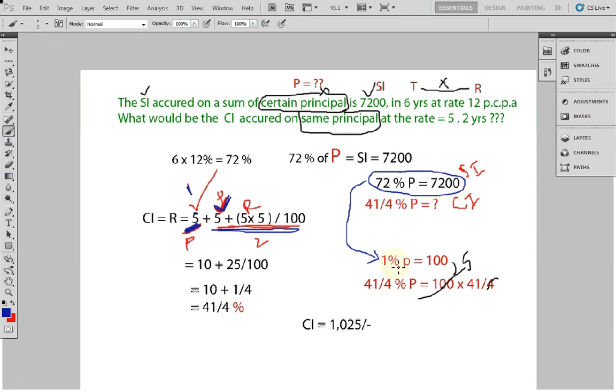We already know percentage calculations very well. If the principal value is equal for both, 1% of principal is 100. What will be the 41 by 4% of the principal? Into 41 by 4 into 100, it's nothing but 25 into 41, it's nothing but 1025. Okay, it's very easy now.